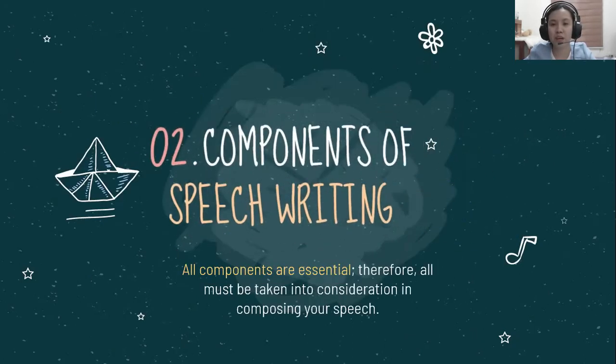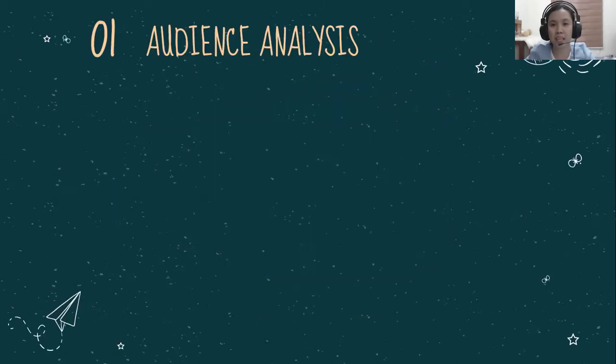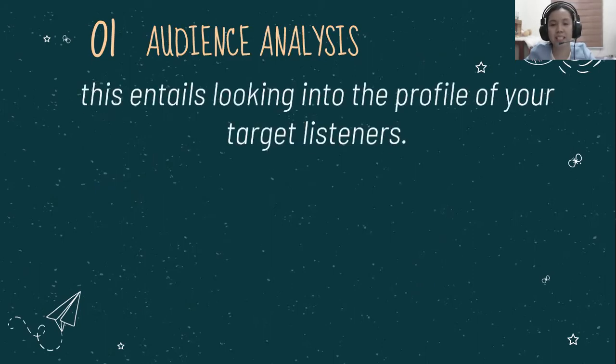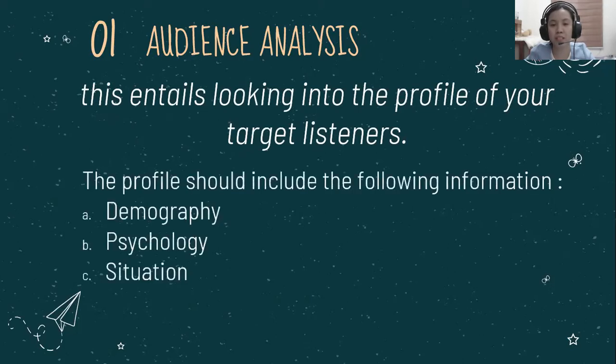Let's now proceed with the components of speech writing. It says here that all components are essential, therefore all must be taken into consideration in composing your speech. Now let's go over each component one by one. Let's start with the first one, which is audience analysis. This entails looking into the profile of your target listeners. The profile should include the following information: the demography, psychology, and the situation. This is done so you can tailor fit your speech content and delivery to your audience.